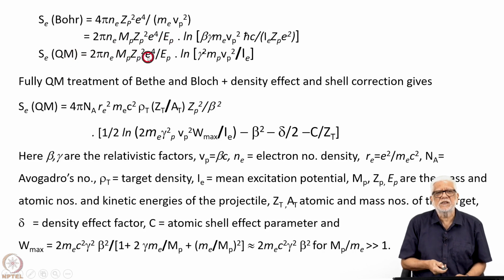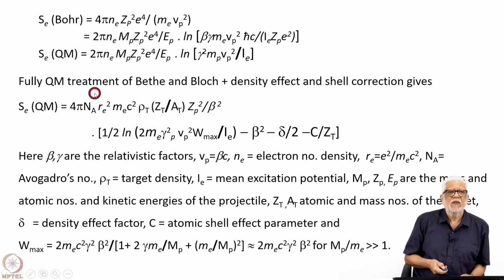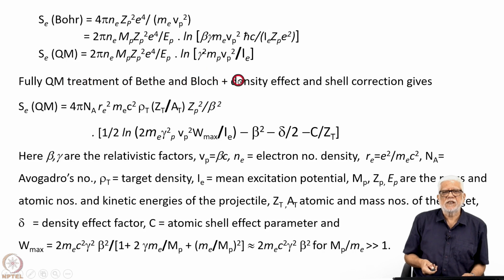In the quantum mechanical case, this becomes the same kind of leading dependence, but then there is a logarithmic term which goes like gamma squared times mp Vp squared by I, where I is the typical excitation energy of the electrons in the target atoms. A fully quantum mechanical treatment, due to Hans Bethe and Bloch, also includes the density effect.